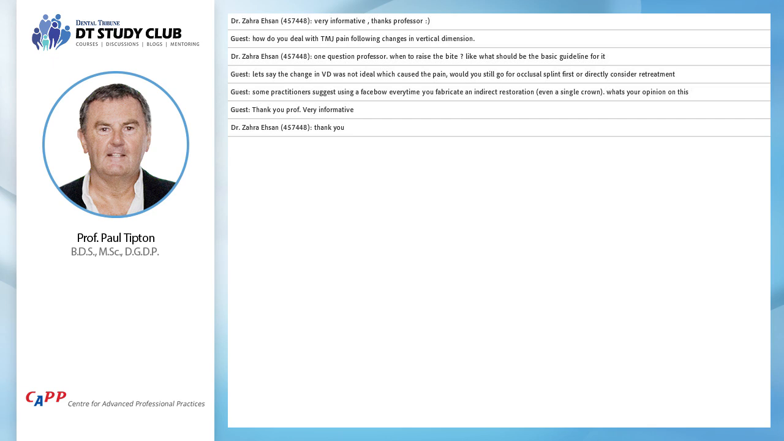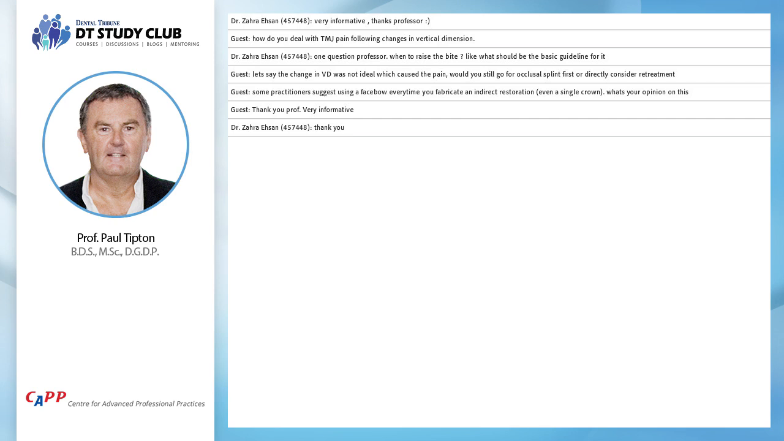Okay, next question. Let's say the change in vertical dimension was not ideal, which caused the pain. Would you still go for occlusal splint first or directly consider retreatment? Okay, interesting. This would make me assume that you've got a case something similar. So vertical dimension has been increased, but there's pain. So in all probability, the condyles are not in the right position. So what we would do first of all is fit an occlusal splint.